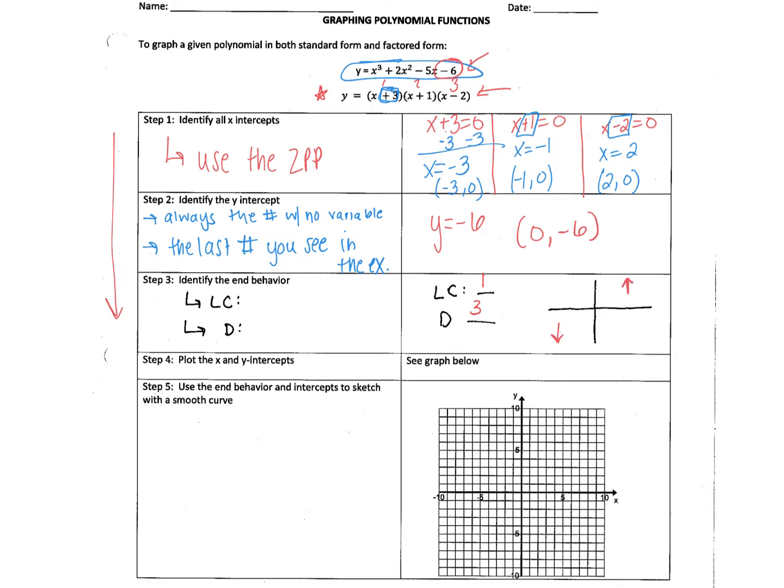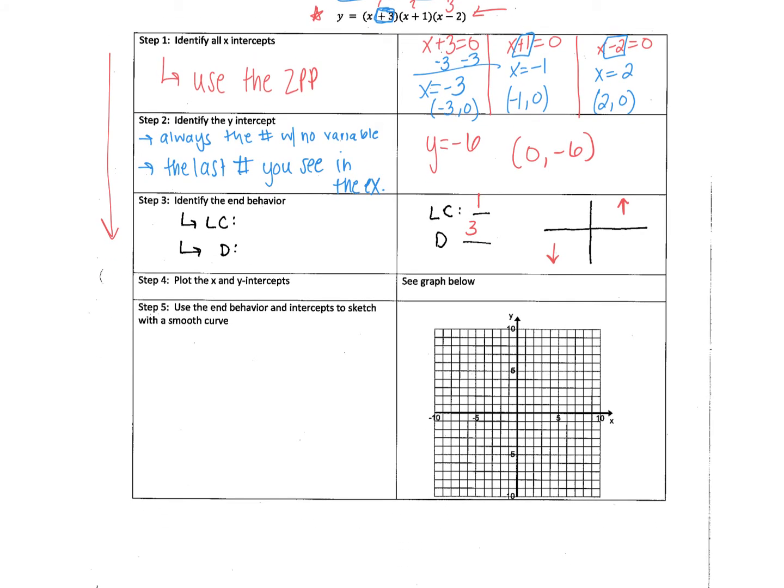Okay, so you have learned all of those 3 things already. We learned that last class. So now what we're going to do is we're going to put them together. Okay, and we're going to learn how to make a smooth curve with a graph. All right, so the first thing I want you to do, because we already did this, is you are going to graph your 3 x-intercepts. So you're going to graph -3, 0, -1, 0, and 2, 0.